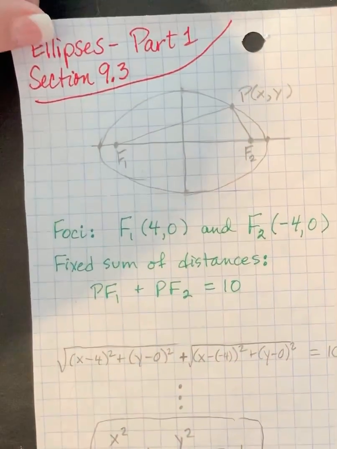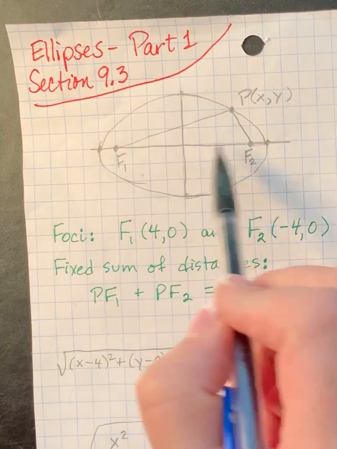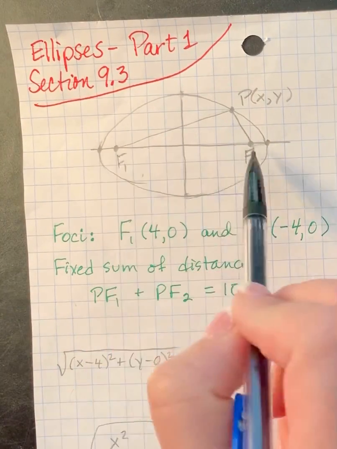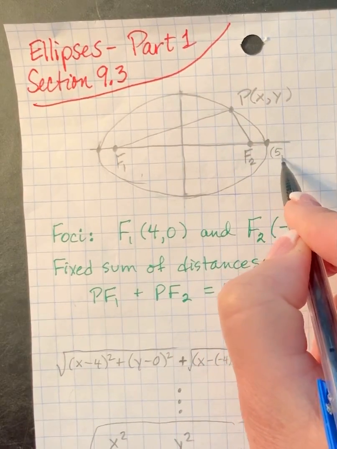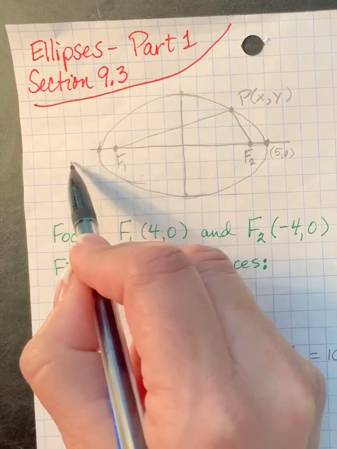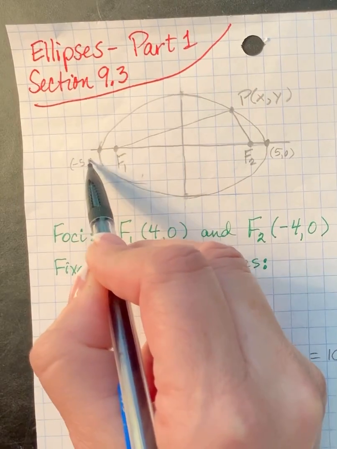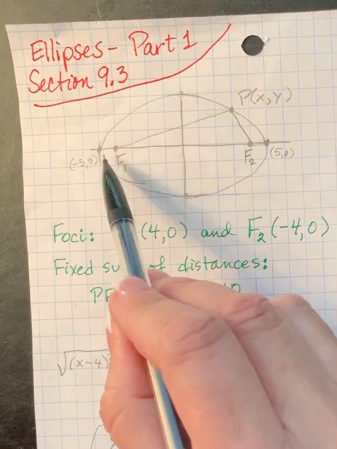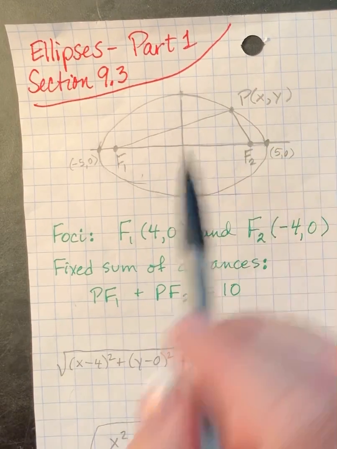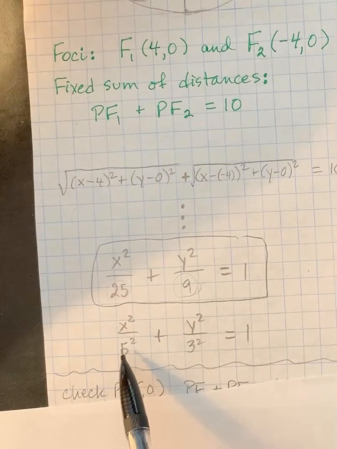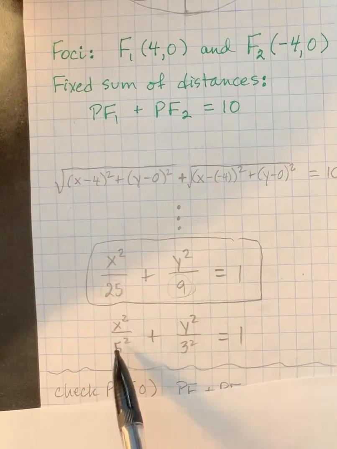If you look up here, the long way on this one, we call this the major axis. This point over here is (5, 0), and this point over here is (-5, 0). So those are what we call the vertices, and they're located at 5 on the x-axis. So you can see the connection.